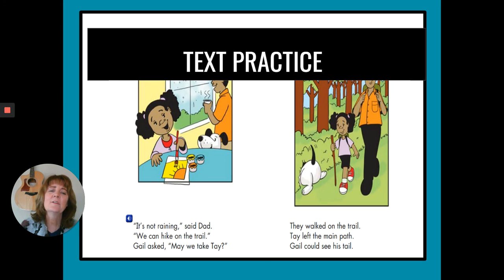They walked on the trail. Tay left the main path. Gail could see his tail. Boys and girls, did you notice that Gail and tail both have that A-I right in the middle? And they're rhyming words. You read it now. Great job. Let's turn the page.